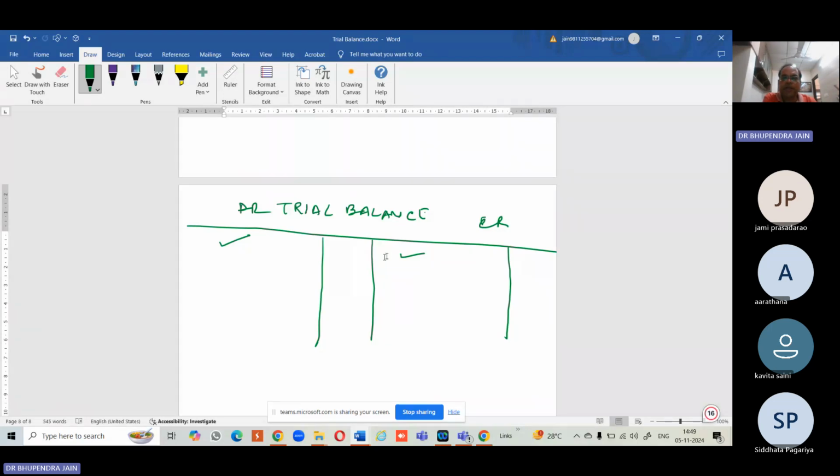We have already solved, I think, one question in the class regarding the double column cash book. So single column cash book, double column cash book, and petty cash book. Okay. The petty cash book is a book in which we record small transactions.